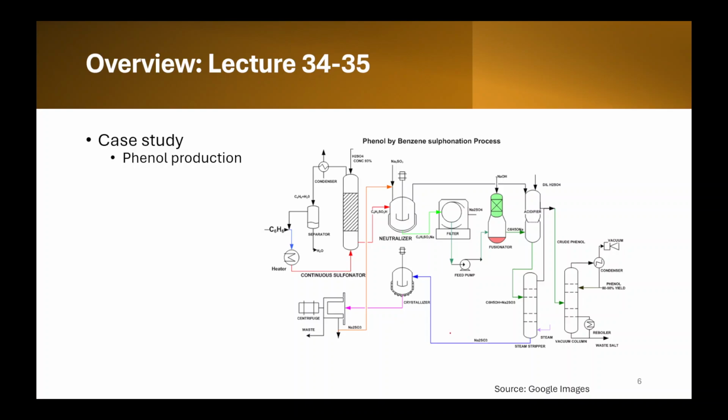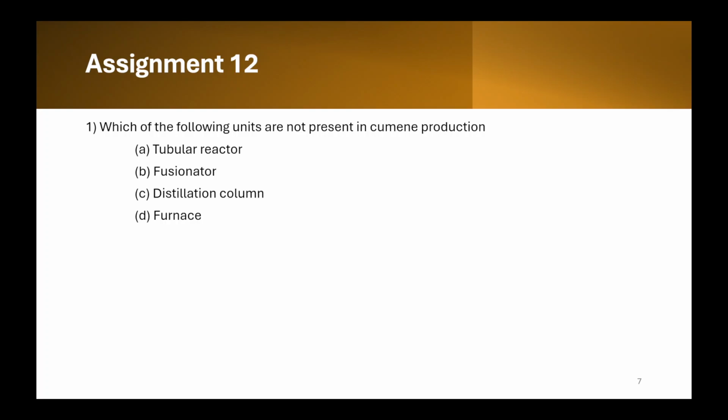Mostly, if a process is self-sufficient itself, it doesn't require any extra energy beyond, suppose, just the heating requirements for the reactor itself, and not any other heating requirement. You can say it is quite self-sufficient. The percentage of self-sufficiency is quite high in that. So we now move on to the sample problems related to your assignment 12.